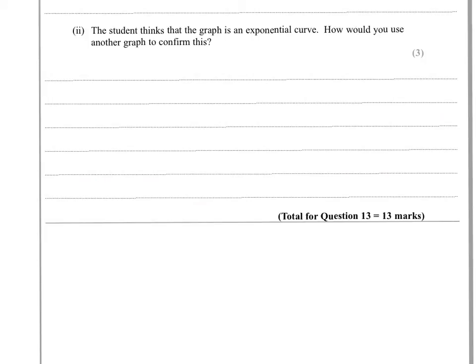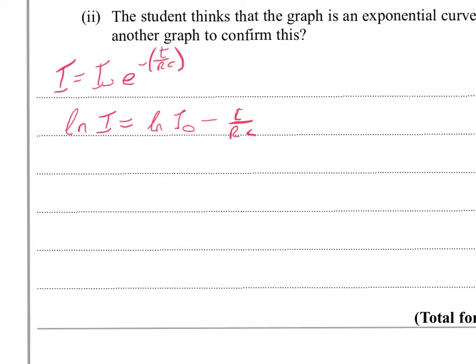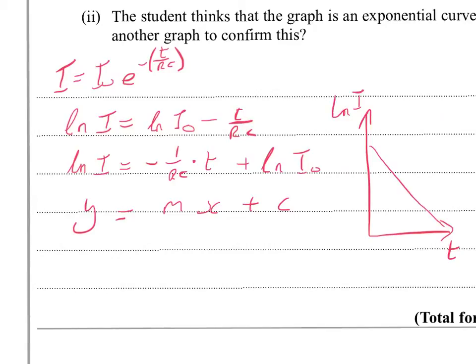So what other graph would you use to confirm that this is an exponential curve? If I is I0 e to the minus t over RC, then plotting the natural logs will give you the log of I0 minus t over RC. And you just rearrange that slightly to get it in the form of a straight line. So if you plot log of I up the side and t along the bottom, you should get a gradient of negative 1 over RC. Something like that.